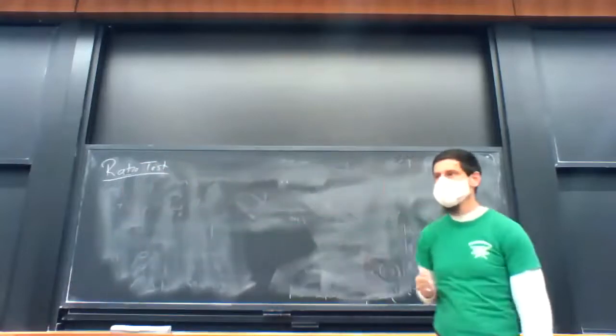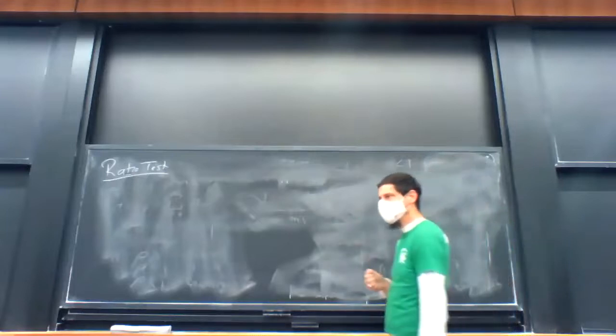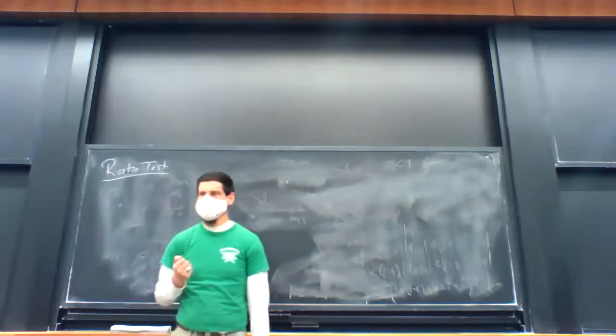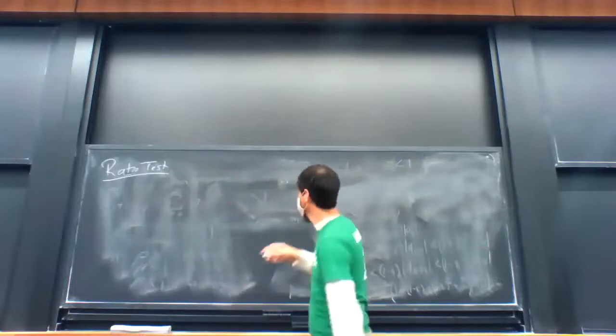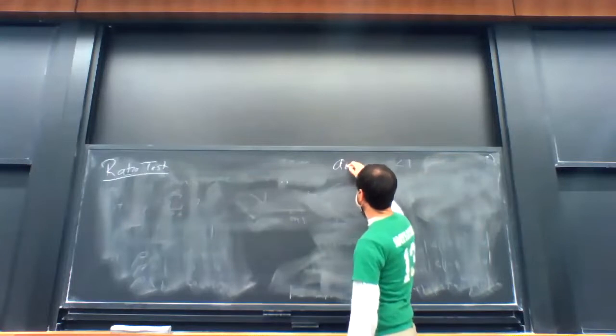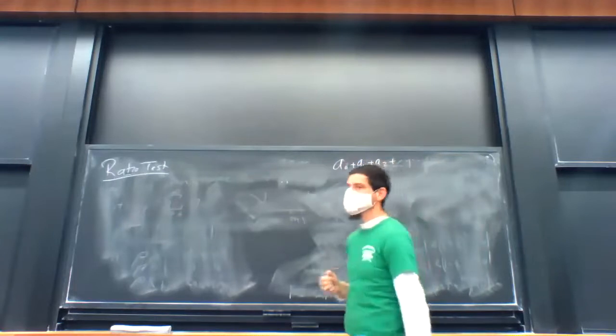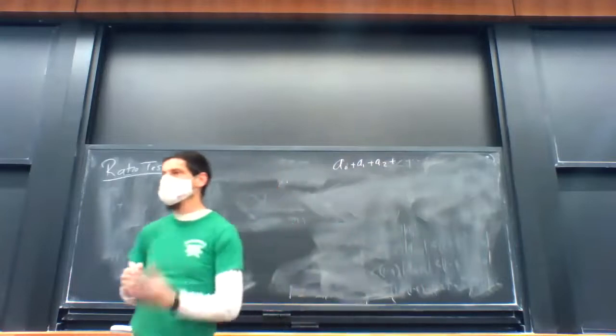If you can do some algebra, you're in great shape. Now, if I give you a sum, what's the first thing you should check if you want to see if the sum converges? So we have a_0 plus a_1 plus a_2, and so on. What's the first thing that must be true if the sum is to have a chance of converging?